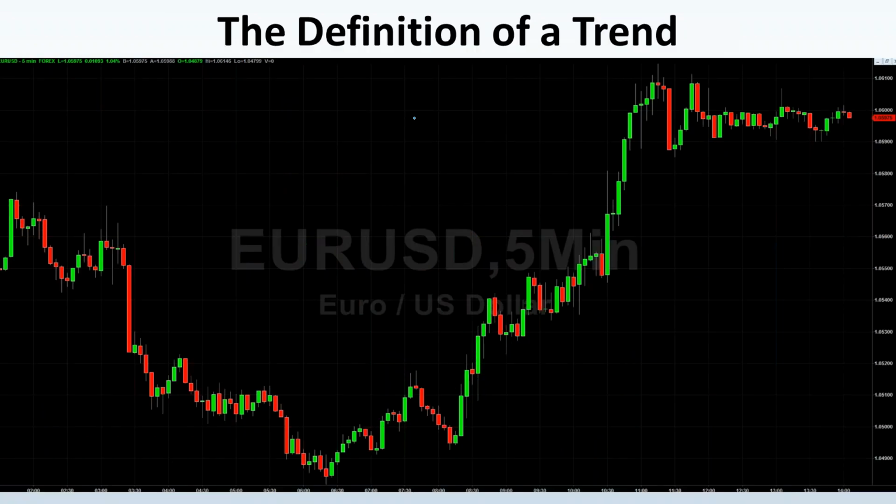All right, let's take another look. This is the Euro-US dollar on a 5-minute price chart. Starting on the left-hand side yet again. Which way is the trend as of this point right here?